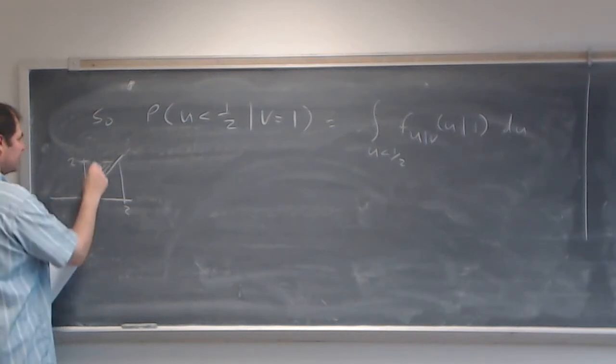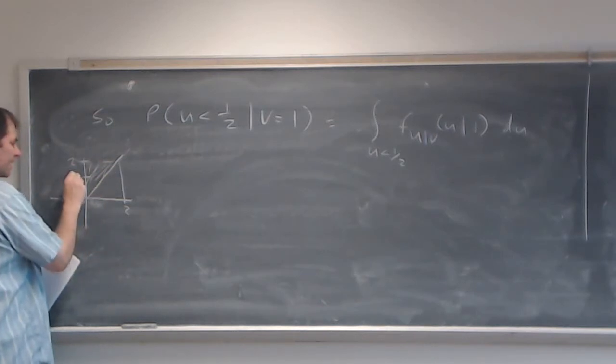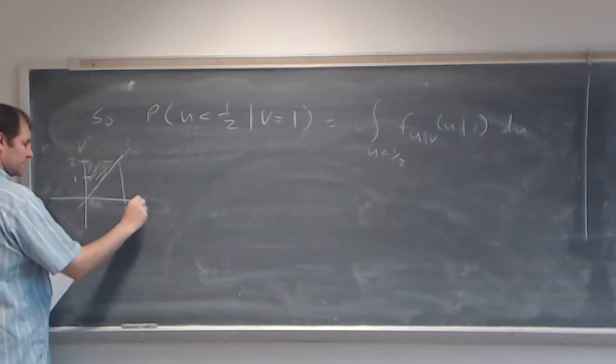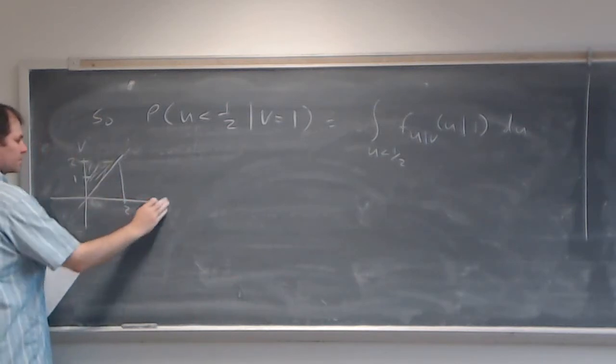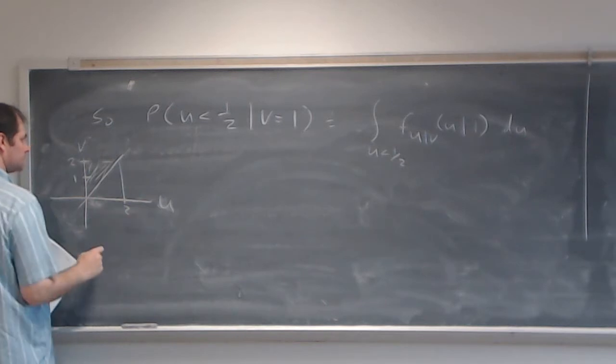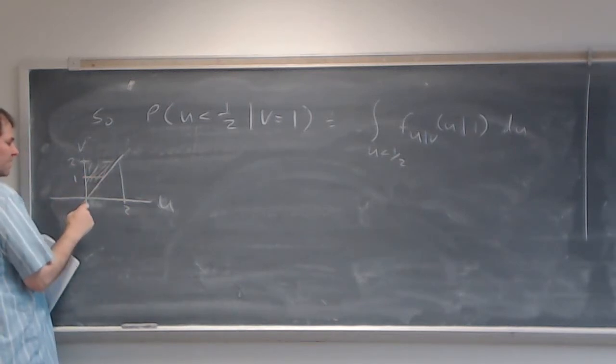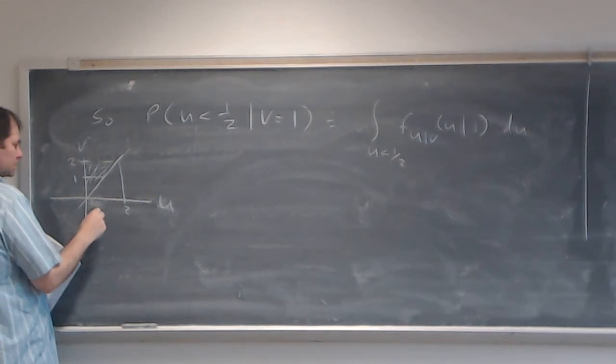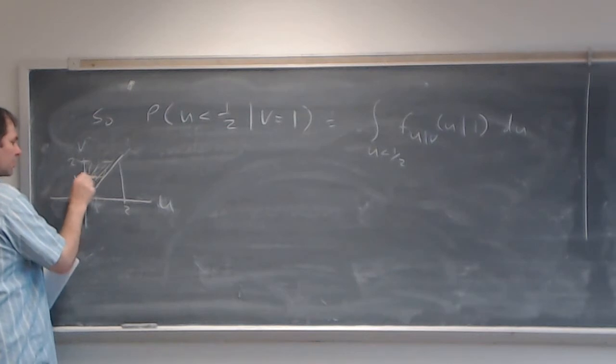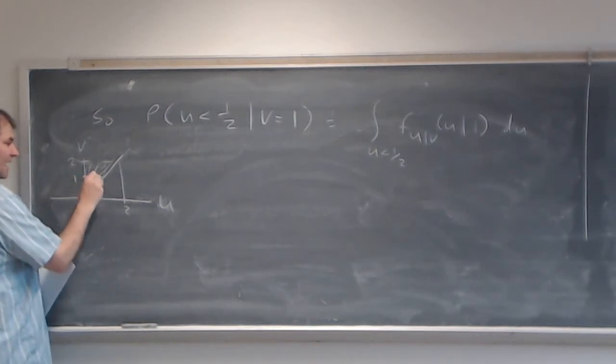And we're letting V be 1. So V equal to 1 is right here. This is the V axis. This is the U axis. And so here, this is where V equals 1. And here we said 1/2, right? So 1/2 is right here. So we're only going to integrate over this part of this line.